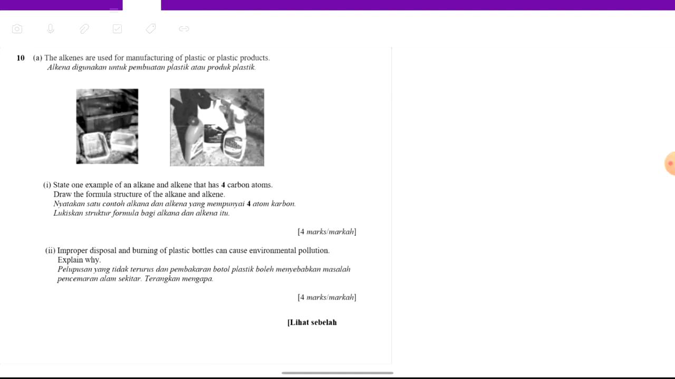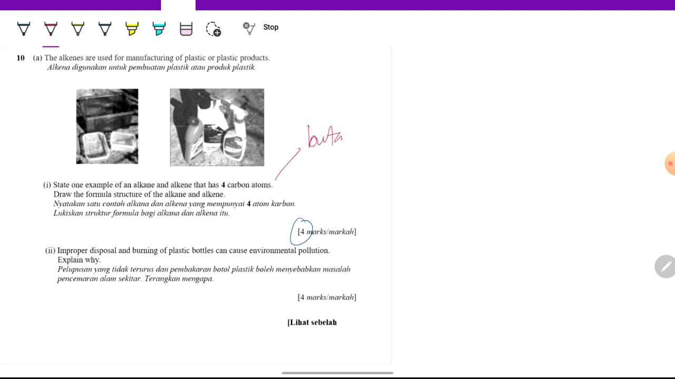The alkenes are used for manufacturing of plastics and plastic products, as you can see from the diagrams here. State one example of an alkane and alkene that has 4 carbons. Draw the structural formula of the alkane and alkene. So 4 marks. So first we can choose alkane with 4 carbons. So it will be butane, right? Butane. The alkene with 4 carbons will be butene.